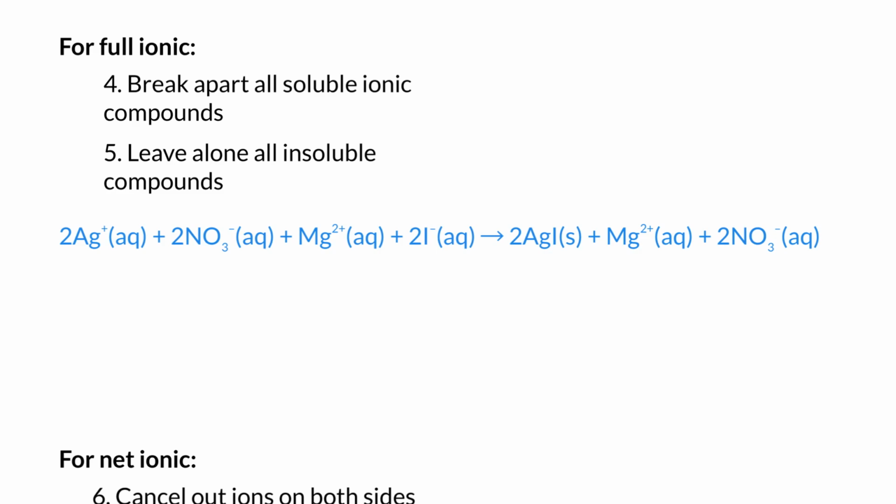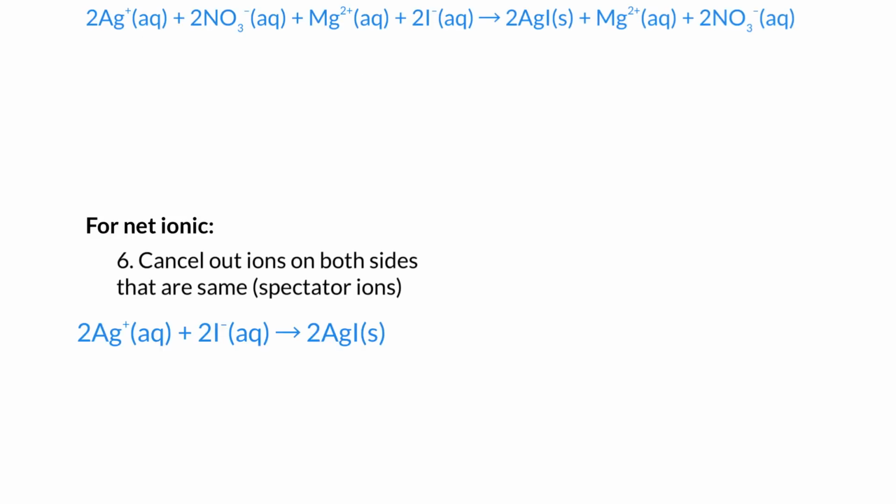But the magnesium nitrate did dissolve, so we broke it down into magnesium. And because we had 2 nitrates, we write a coefficient. So that is the full ionic equation. And now the crowning glory.